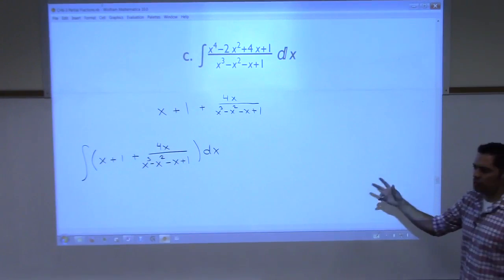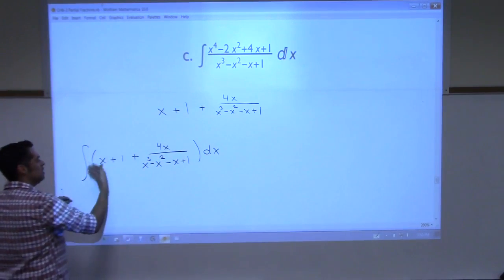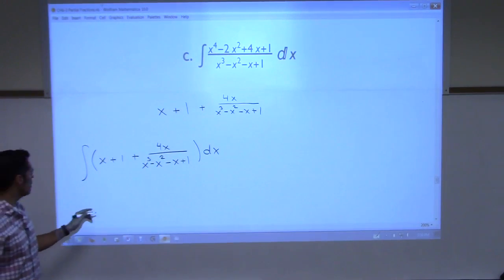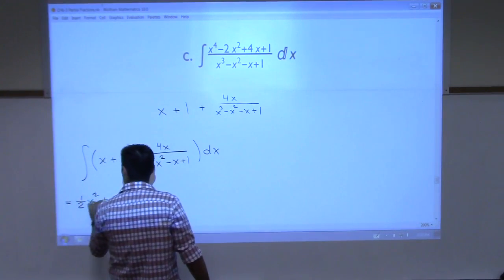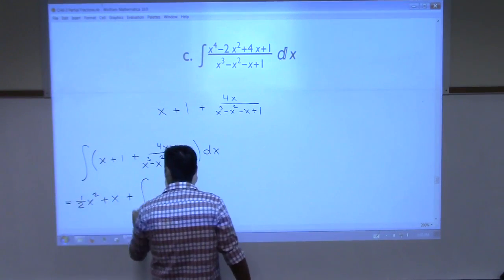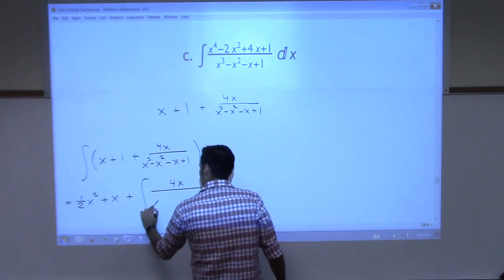So those first two are going to be easy to do, right? Antiderivative of x, done. So the first two are good. I'm going to actually write those down. We have 1/2 x squared, and then plus x. But then we have this integral, which we were not able to just look at and do.